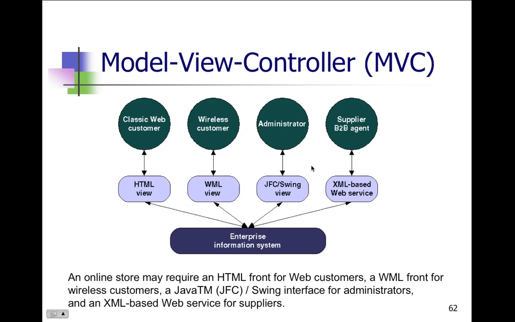We might have a Swing or a JFC interface for the administrator, Java Swing, or XML based. Especially on this end here, if we're going from application to application, it might be an XML based web service that might exist. And it's all going into this enterprise application. So an online store may require an HTML front end for customers, WML for wireless, Java Swing clients for administrators, or XML for web service suppliers.